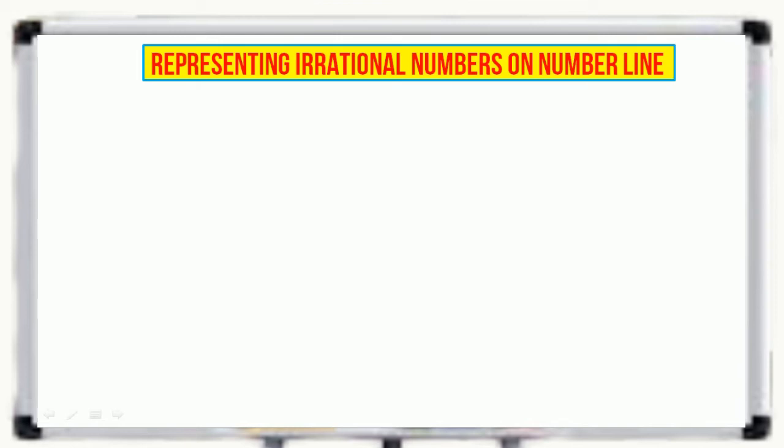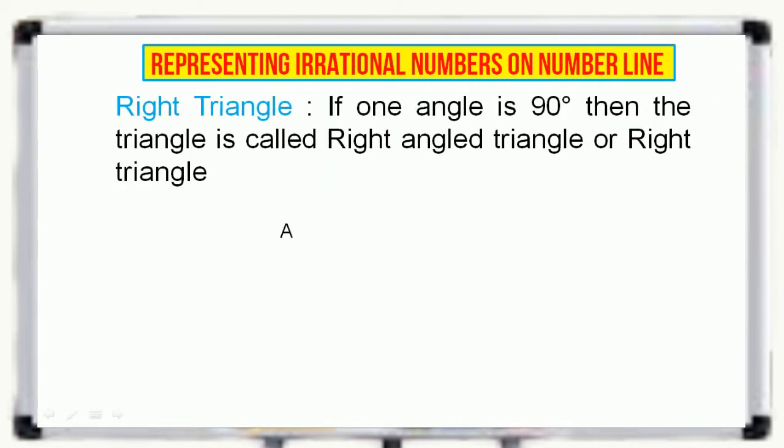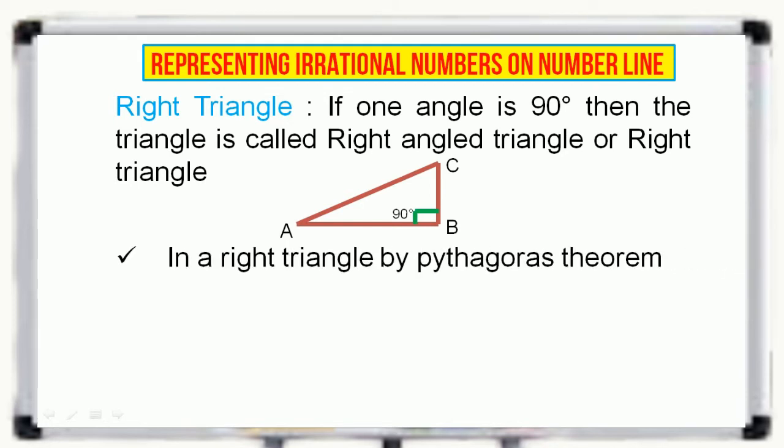Before representing irrational numbers, you have to know about the right triangle. Already you know very well about the right triangle. Once again remember, if one angle is 90 degrees, then the triangle is called a right angled triangle or right triangle. So here in triangle ABC, angle B is equal to 90 degrees. That means a right angle. So this triangle is a right angled triangle.